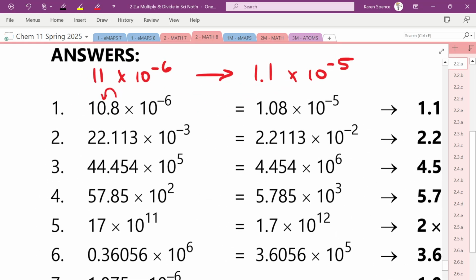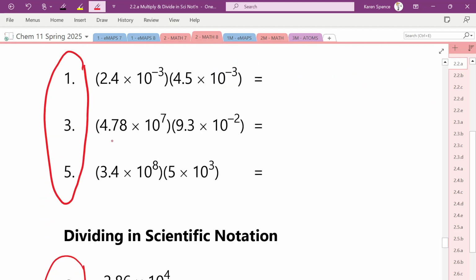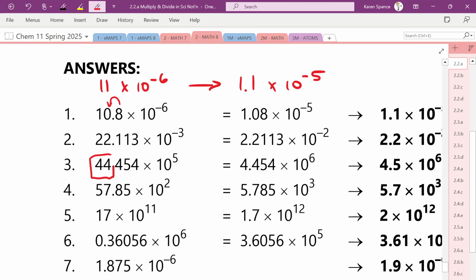So the second one, let's do number 3. Number 3, we have 3 sig figs. We have 2 sig figs. So we need 2 sig figs in the answer. So number 3, I need 2 sig figs. That is a 4. So that is now going to become 44 times 10 to the 5, which would then become 4.4 times 10 to the 6. Okay? Doesn't matter which way you do it, as long as you end up with sig figs and scientific notation at the end. Okay?